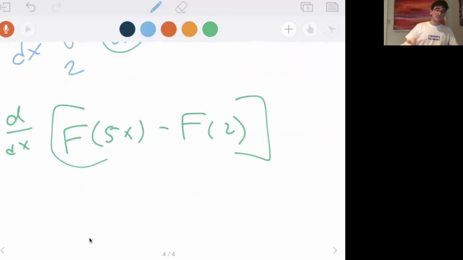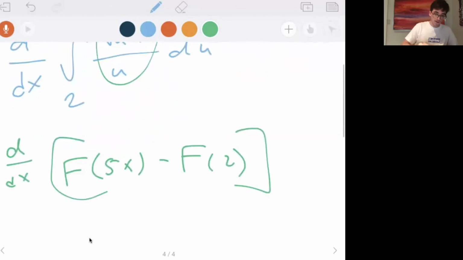Okay, so the derivative of f of 5x, again, that's going to be chain rule because we have a function and a function. That's just going to be lowercase f of 5x times 5, because that's the derivative of the inside, minus, well, that's 0, because the derivative of a constant is 0. So we can just ignore that.